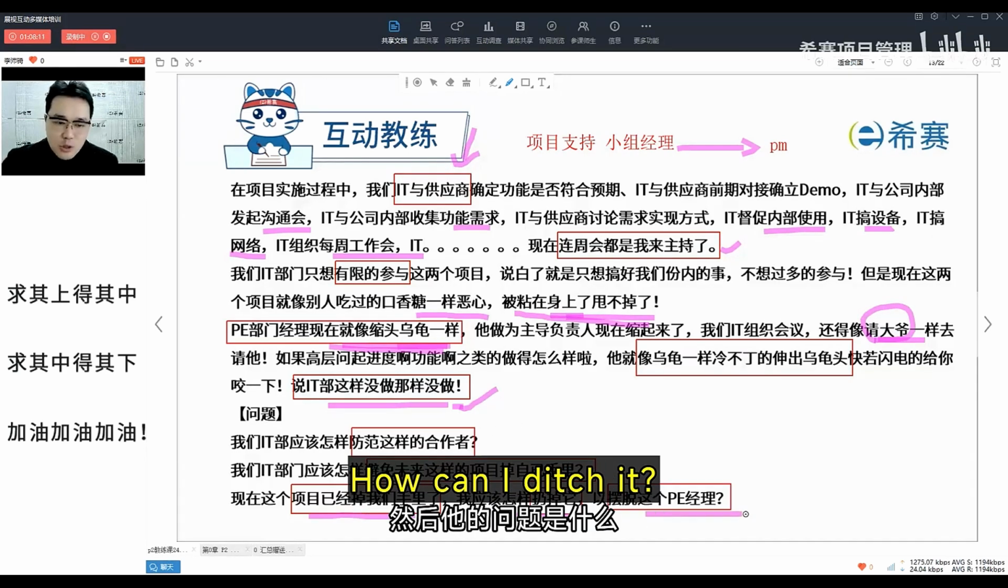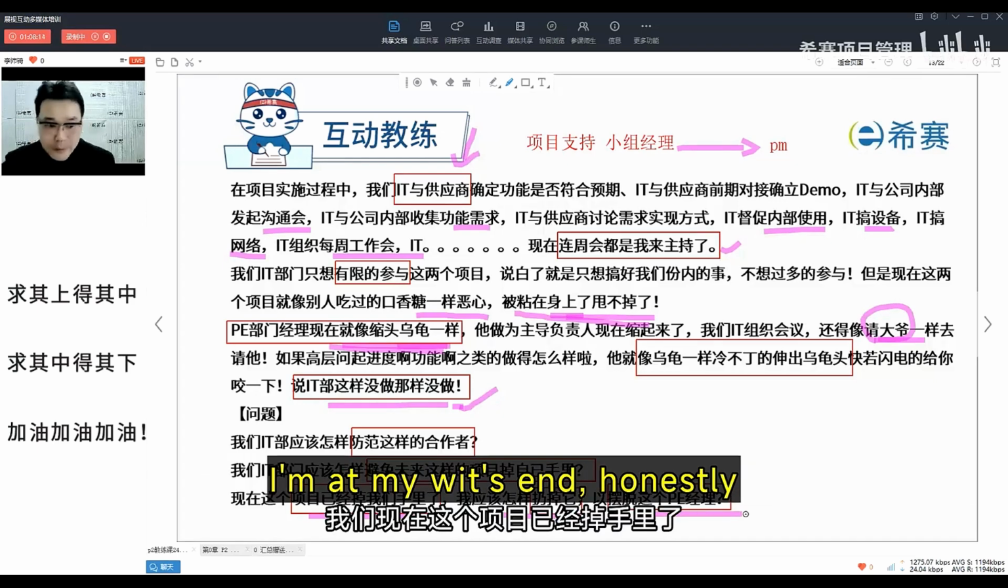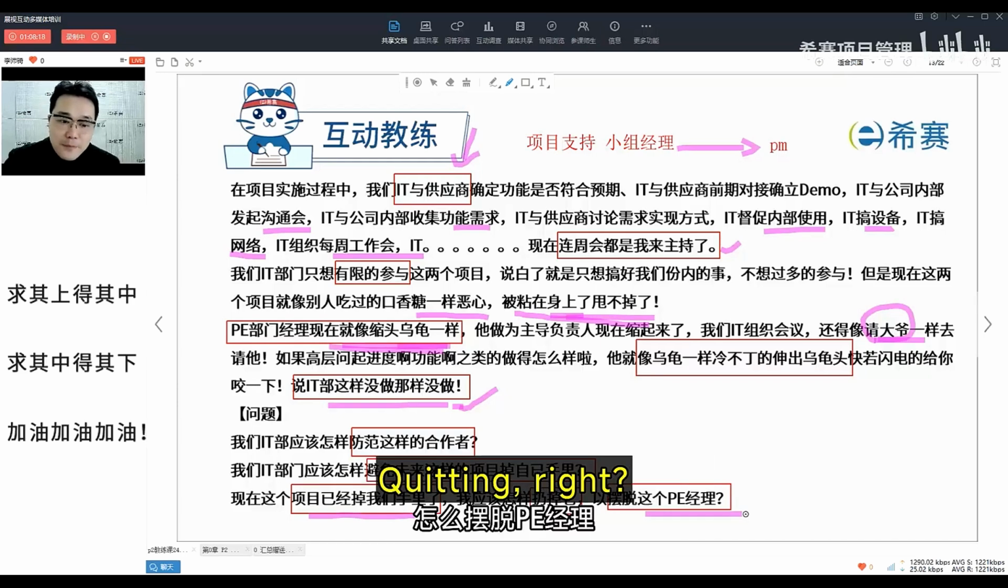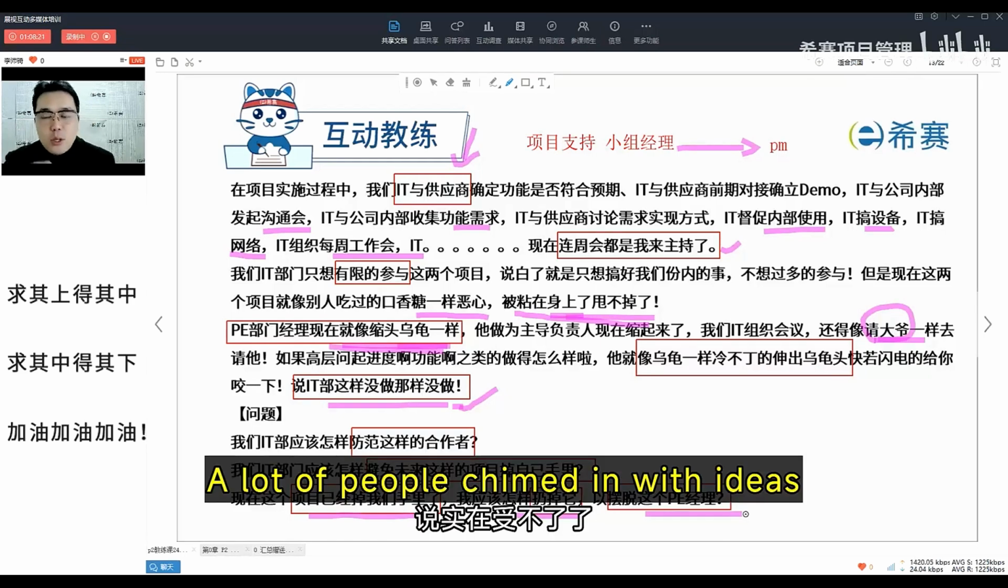How can I ditch it? How do I shake off the PE manager? I'm at my wit's end, honestly. What's the best way out? Quitting, right? A lot of people chimed in with ideas.